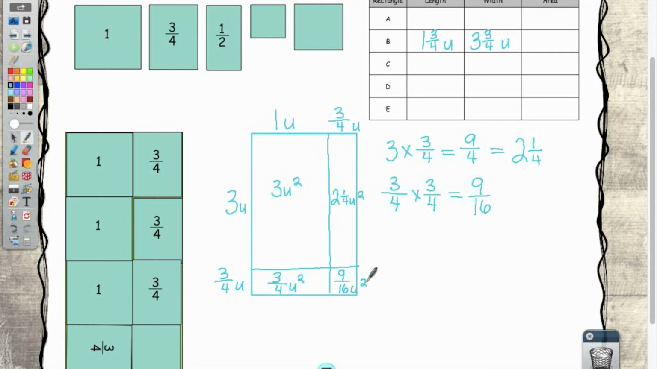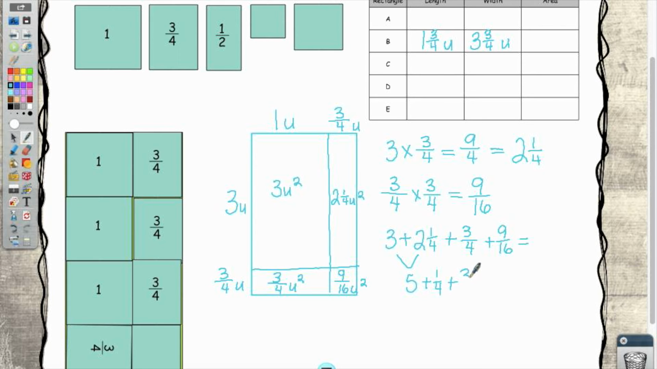Okay, so what do I have to add up? All of them. All of them inside. So I'm going to write them down in a row, and I'm going to write 3 plus 2 1/4 plus 3/4 plus 9/16. And then I can figure out what it is. Cheney, is there any of that I can add up ahead of time? The 2 whole numbers. So that's going to be 5 plus 1/4 plus 3/4 plus 9/16.